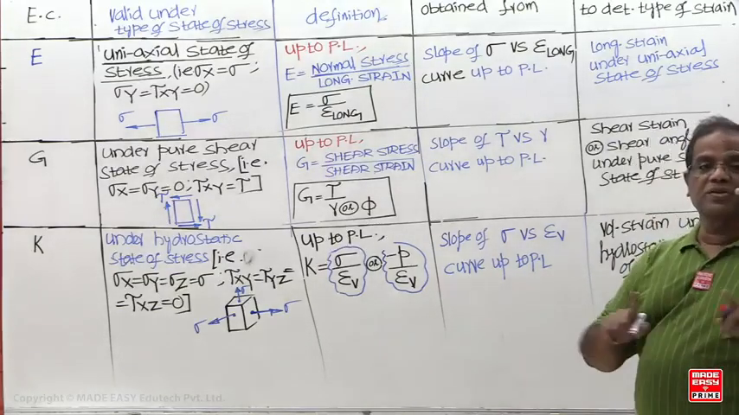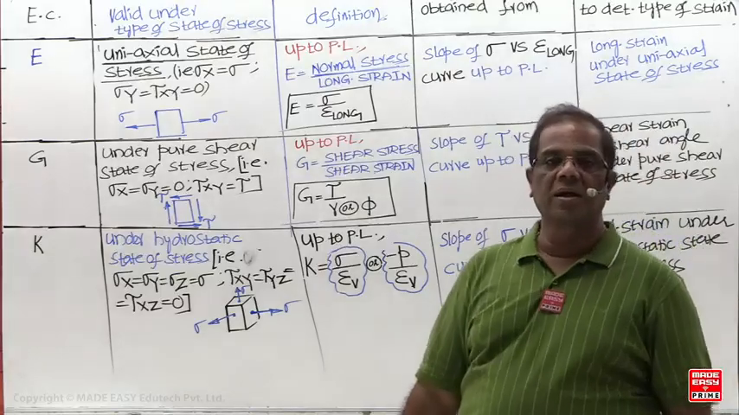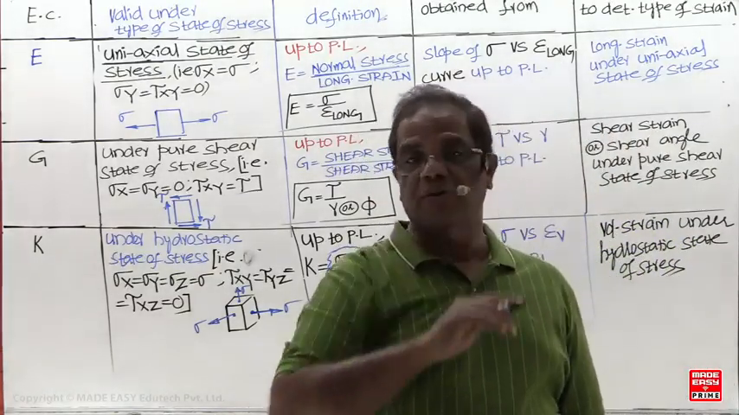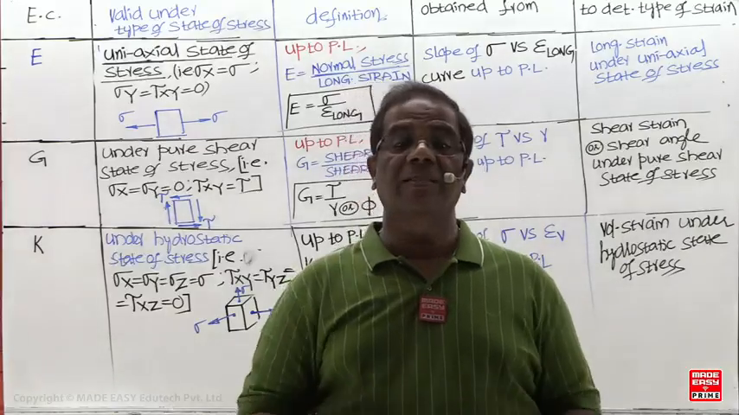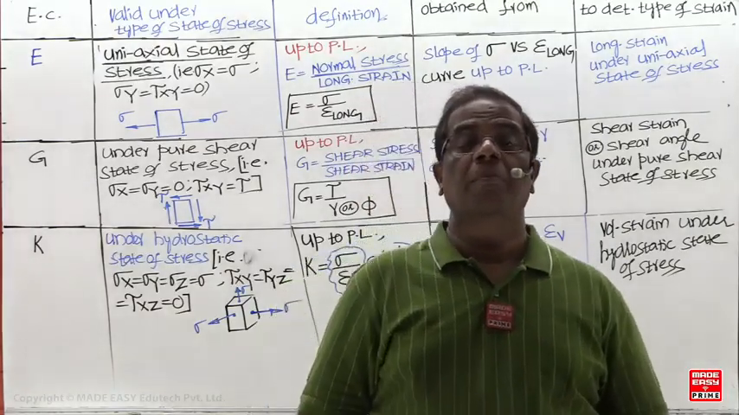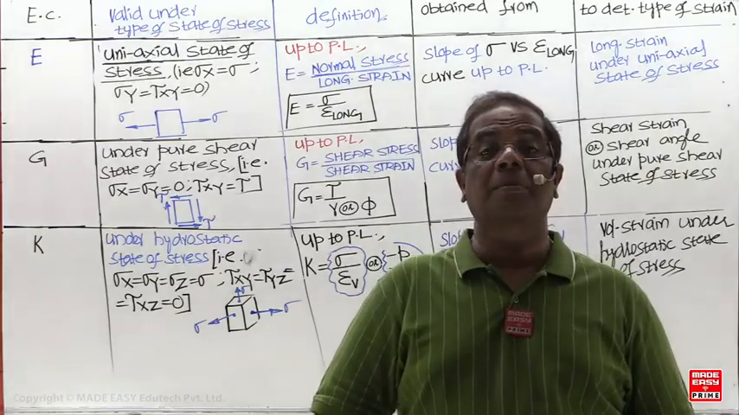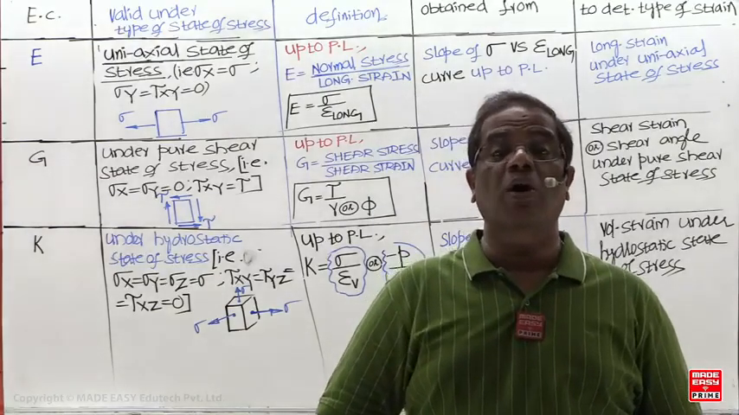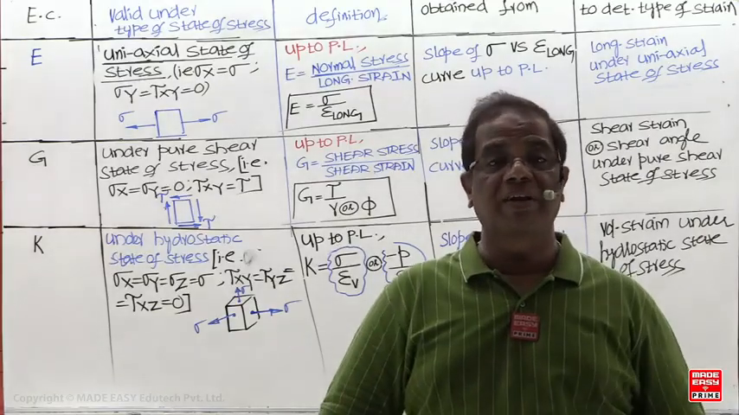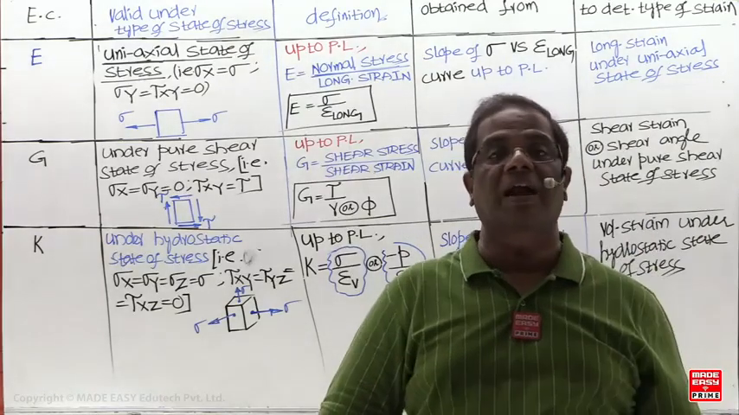If you ask most students directly, the bulk modulus is used to determine the volumetric strain, but under hydrostatic state of stress. If you ask 100 students which elastic constant determines the volumetric strain, 90 students are going to give the bulk modulus. Bulk modulus is not valid every time. Bulk modulus is valid only under hydrostatic stress.